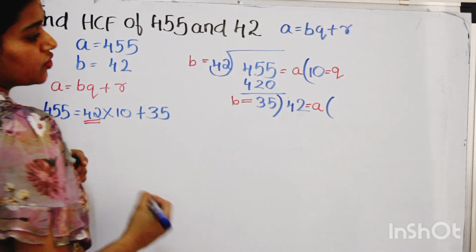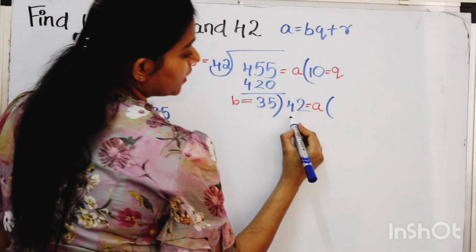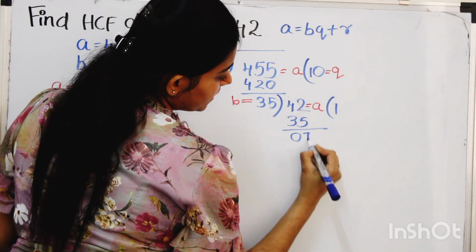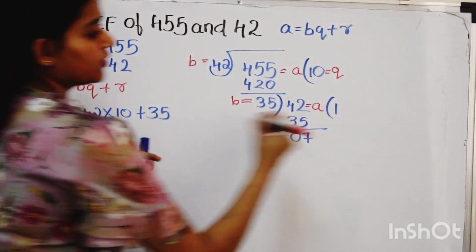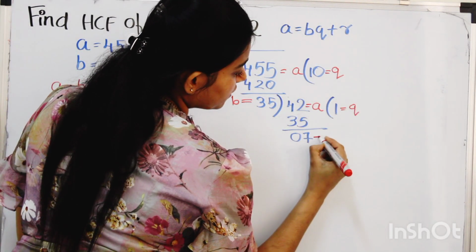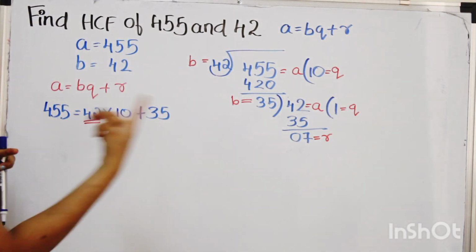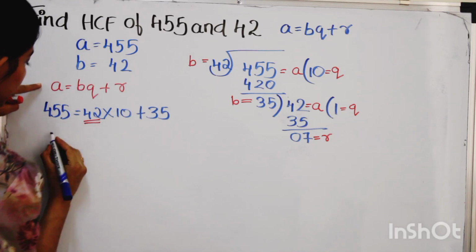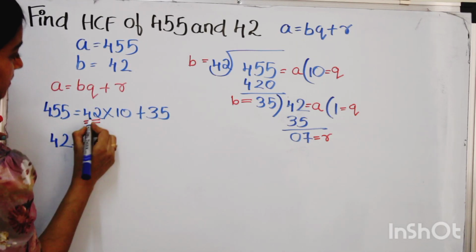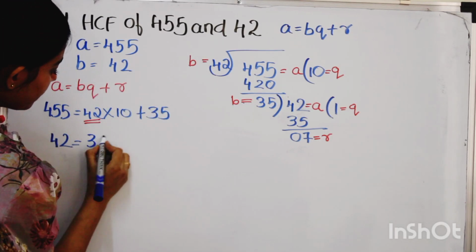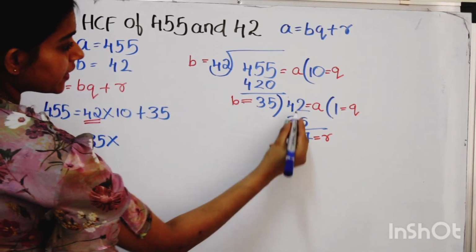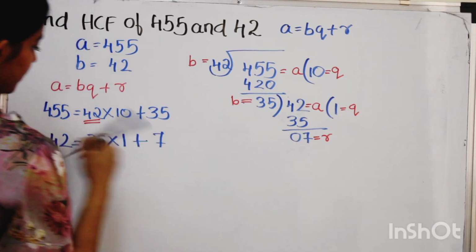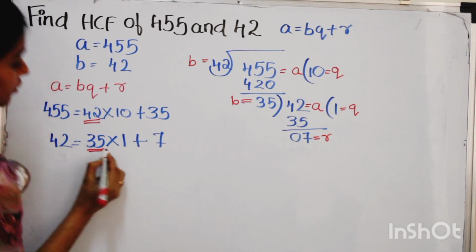So what is the quotient? 35 ones are 35. What is the remainder here? 7 is the remainder. So 1 is the quotient and 7 is the remainder. Now write in the formula a is equal to bq plus r. What is a? 42. What is b? 35, into q equal to 1, plus r. The remainder is 7. So you got 35.